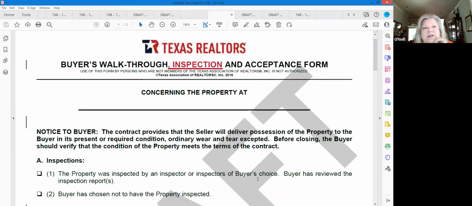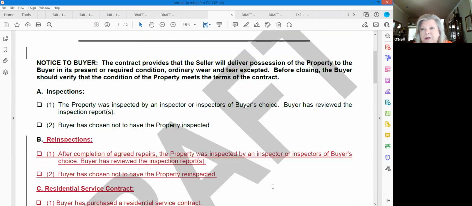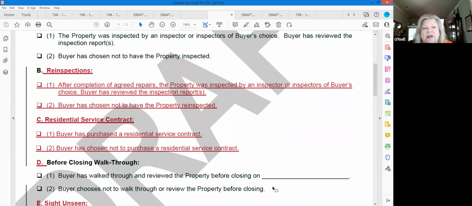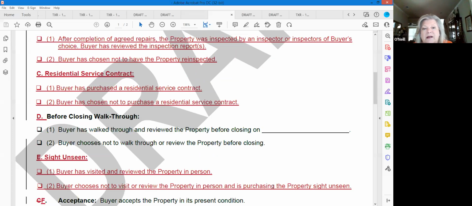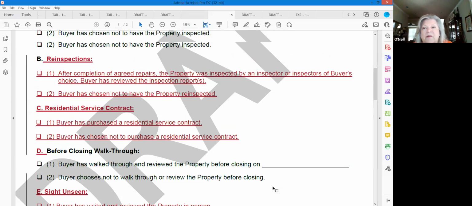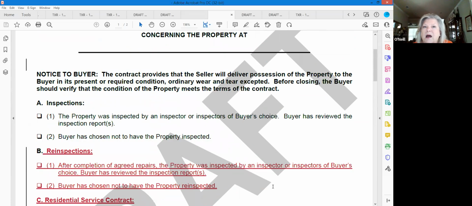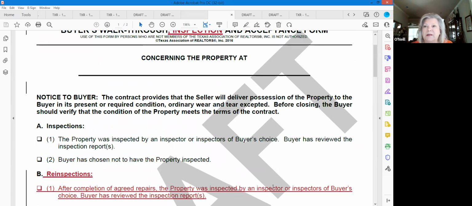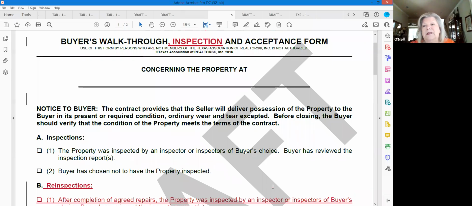Okay, now I showed you this last month, but this is the buyer's walkthrough and inspection form. We did approve it. We have a new section for re-inspections, residential service contract, and sight unseen. This is really an acknowledgement by the buyer of material facts. We had one agent in Texas Realtor write in, and she said, I think this is unbalanced. This looks like it favors the seller more than the buyer.